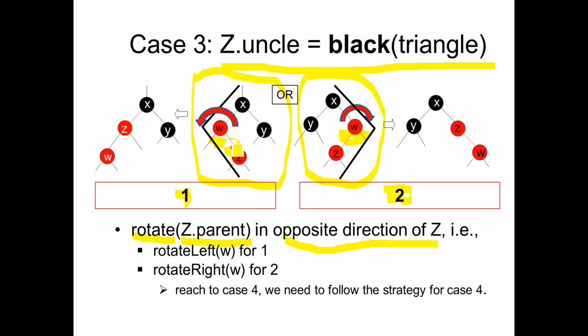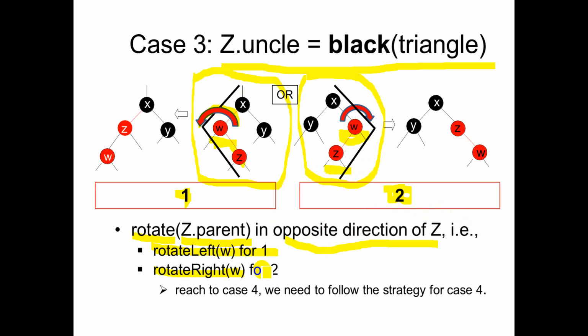So in this case, Z is on the right, so we are doing the left rotation. In case 1, or here we know it is case 3, but two different conditions we may encounter. Now if you look at this one, in the second case, you can see that Z is the left child. So opposite direction of Z, that means rotate right.